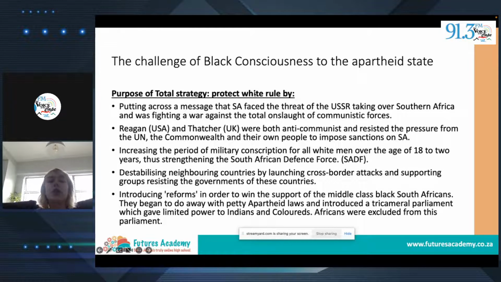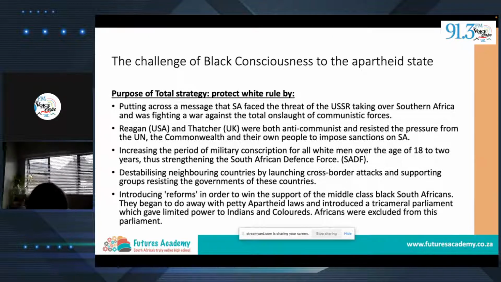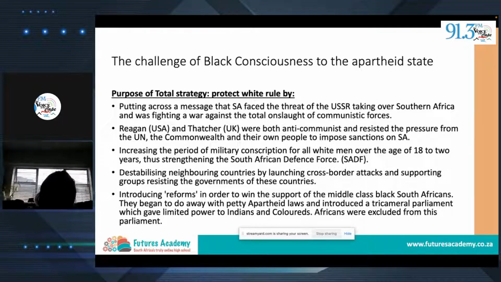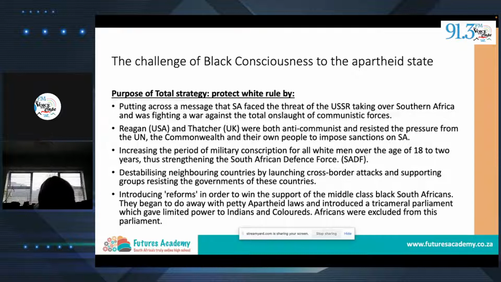Okay, so what did Total Strategy do? Its purpose was to try to protect white rule by enforcing the following measures. So firstly, putting across a message that South Africa faced the threat of the USSR taking over Southern Africa and was fighting a war against the total onslaught of communistic forces. Reagan, the USA president, and Thatcher, the Prime Minister of the UK at the time, were both anti-communist and resisted the pressure from the UN, the Commonwealth, and their own people to impose sanctions on South Africa.